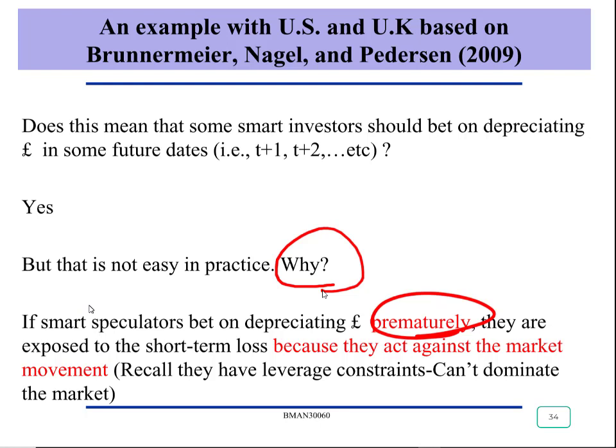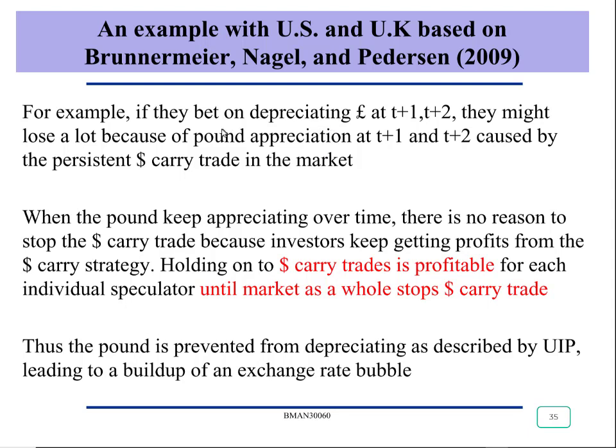Even though you are a smart investor and know pound will depreciate eventually, you will be overwhelmed by these other investors betting on appreciating pound. And because the speculators have leverage constraints, they cannot dominate this market movement. For example, if this smart investor bets on depreciating pound at T plus 1 and T plus 2, because of this market movement betting on appreciating pound, in fact, the pound will appreciate at T plus 1, T plus 2, and this smart investor will lose because of this persistent dollar carry trade.